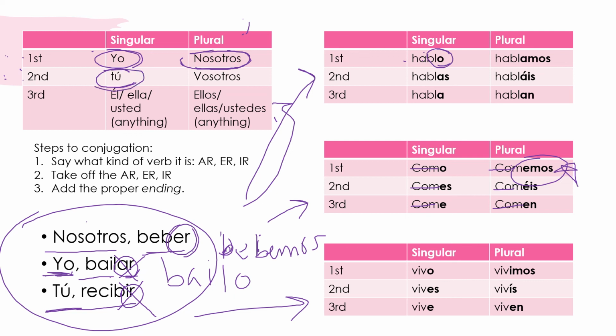So we're in second person singular. Second person singular ending is ES. So I have recib, take off my IR, ES, recibes. All right. That is how you're going to go about doing that activity on your worksheet.